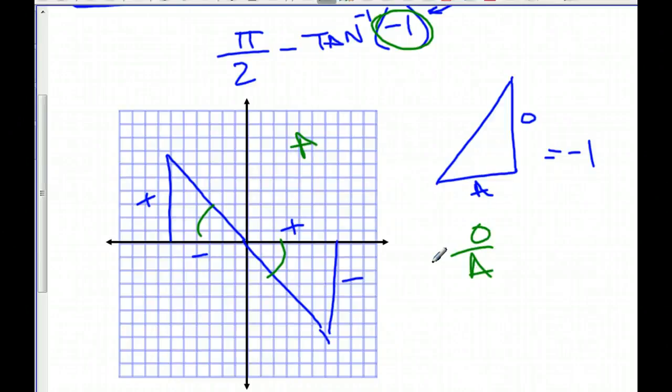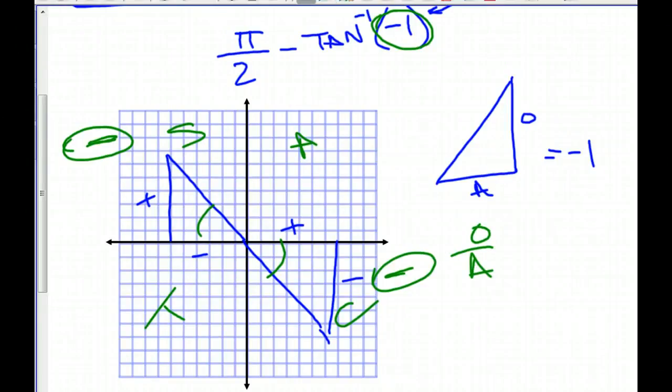So we've got All Students Take Calculus. Okay. So what I'm going to do here is figure out where my tangent is going to be negative. In 2 and 4. So it can be negative here and it can be negative there.